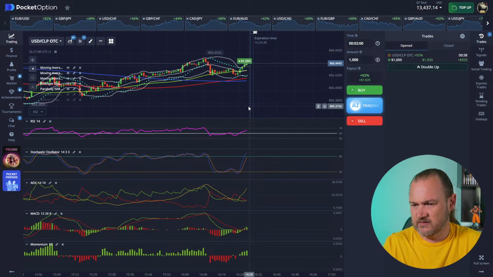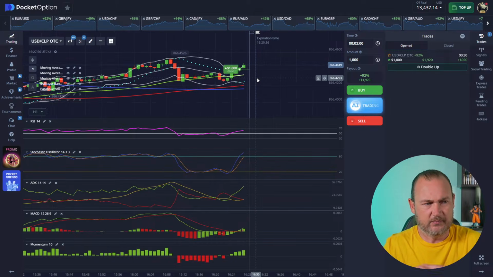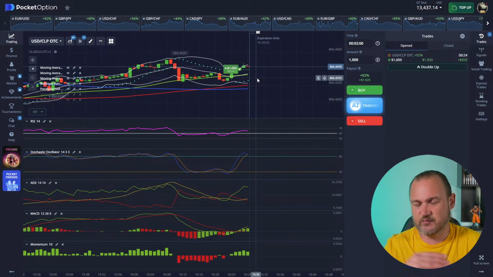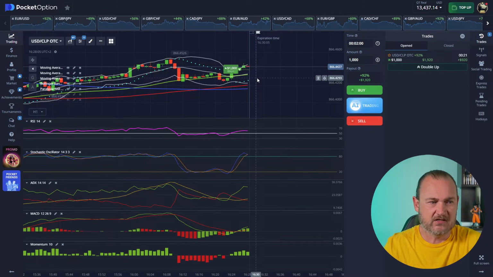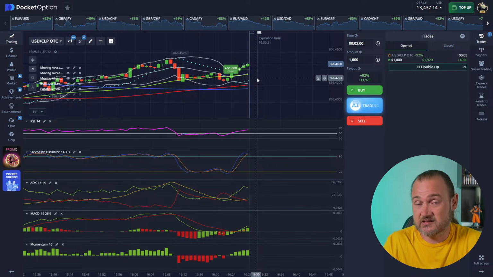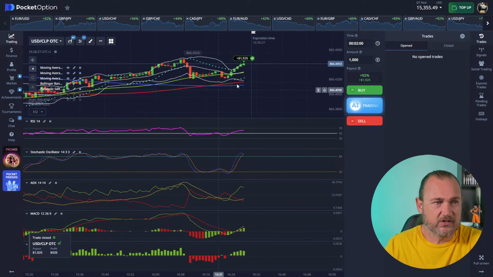I'm pretty sure I did a video on the stochastic before, and I honestly don't understand why I see so many people wanting to sell when it hits overbought and buy when it hits oversold. It's a momentum indicator, same as the RSI. When the stochastic moves into the overbought zone, it means that there's a ton of bullish momentum behind it at the moment, and it's most likely to continue going up. So yeah, okay, we got that.